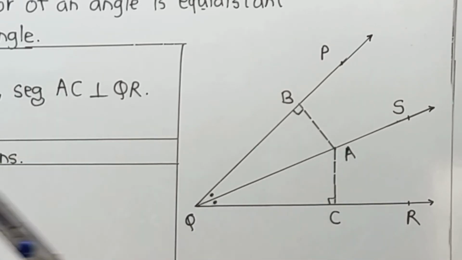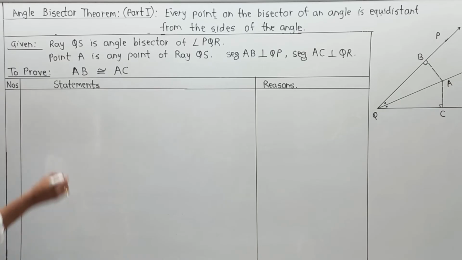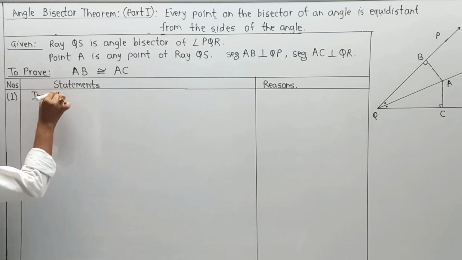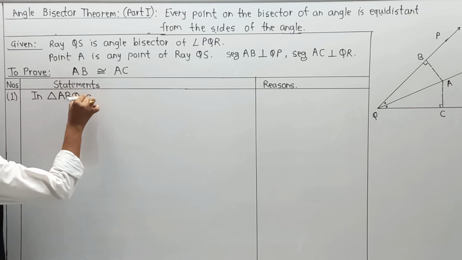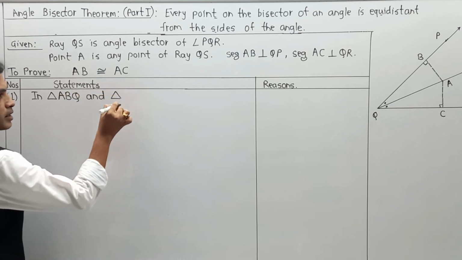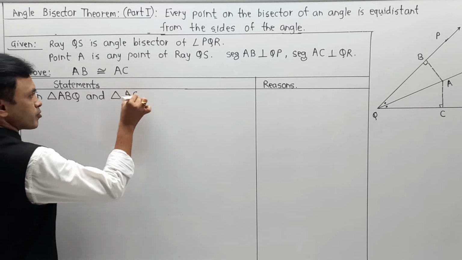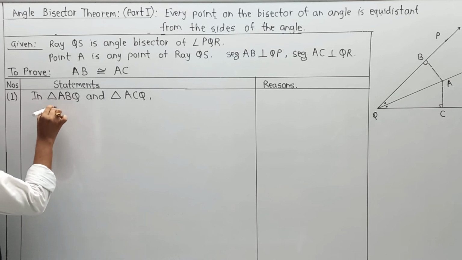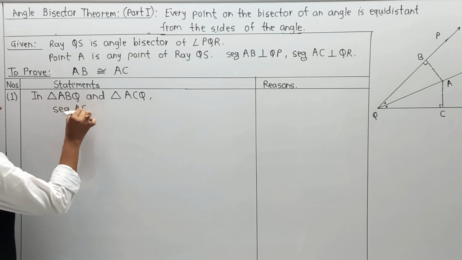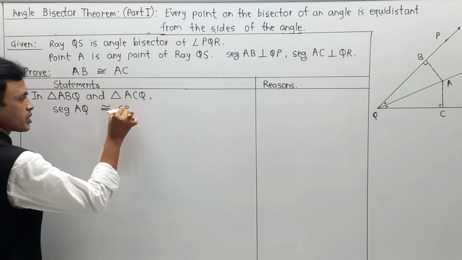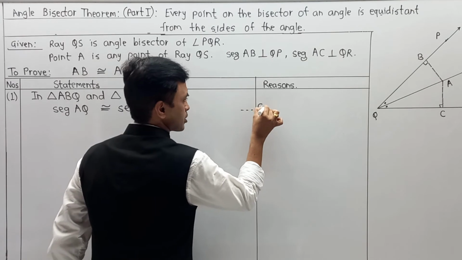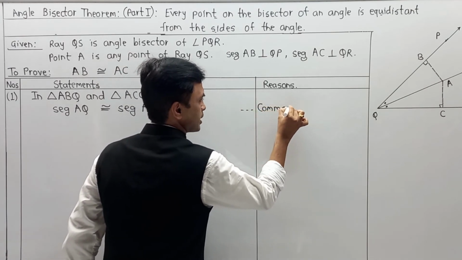So please pay attention to the writing style. First, in triangle ABQ and in triangle ACQ, first segment AQ congruent to segment AQ. Reason, common side or same side.